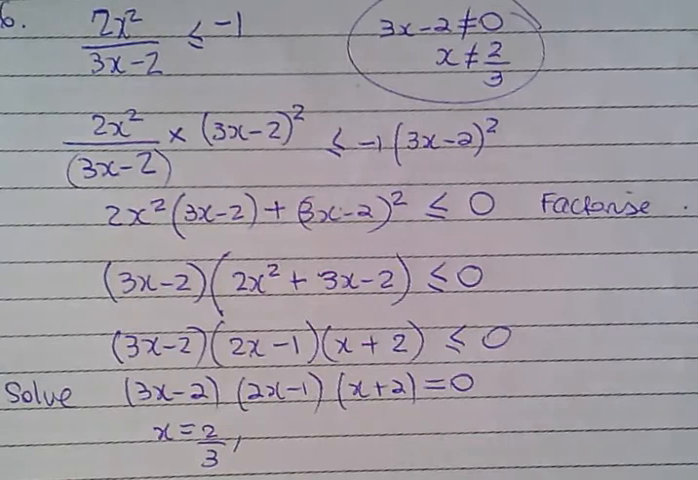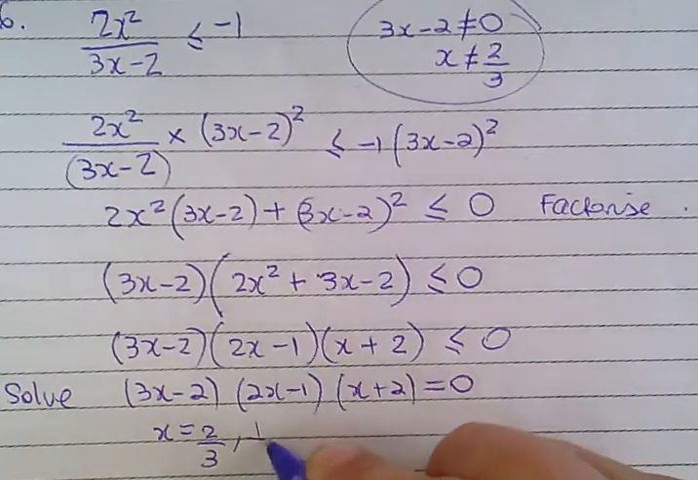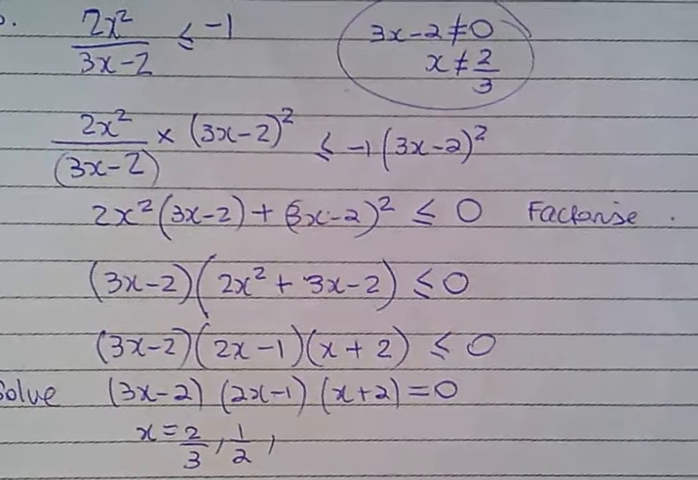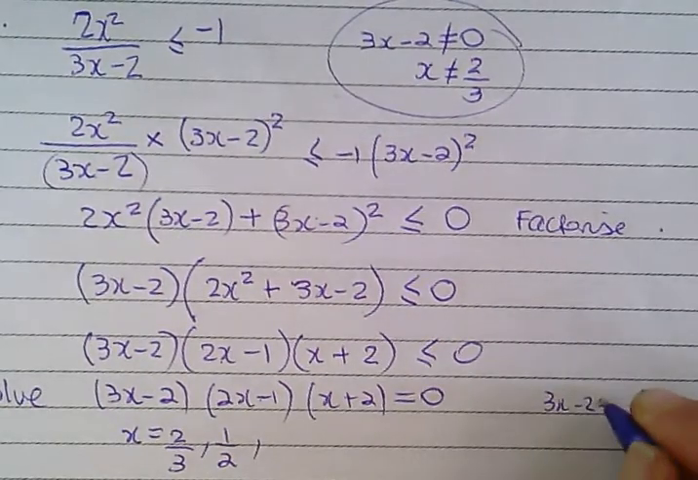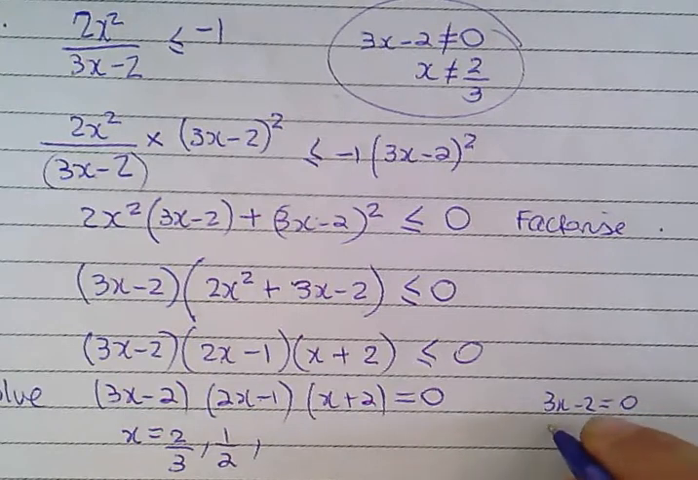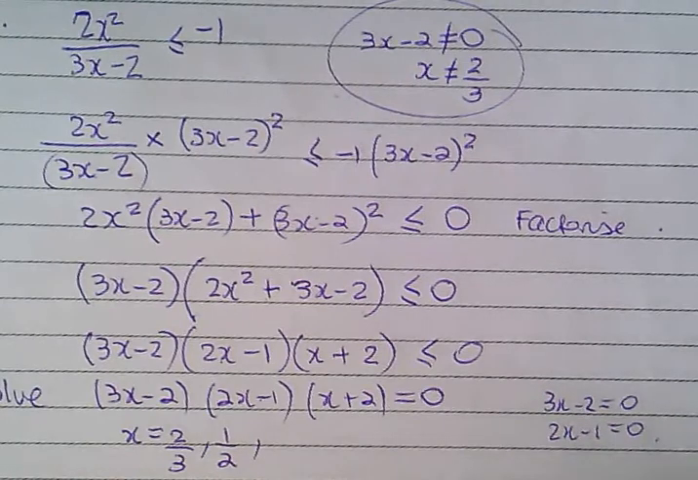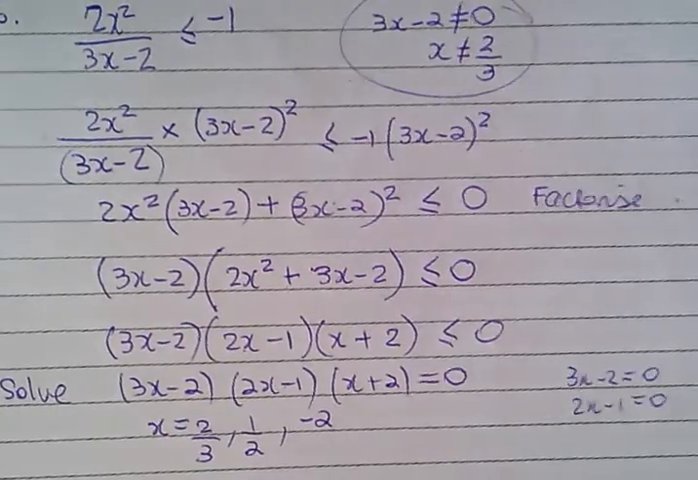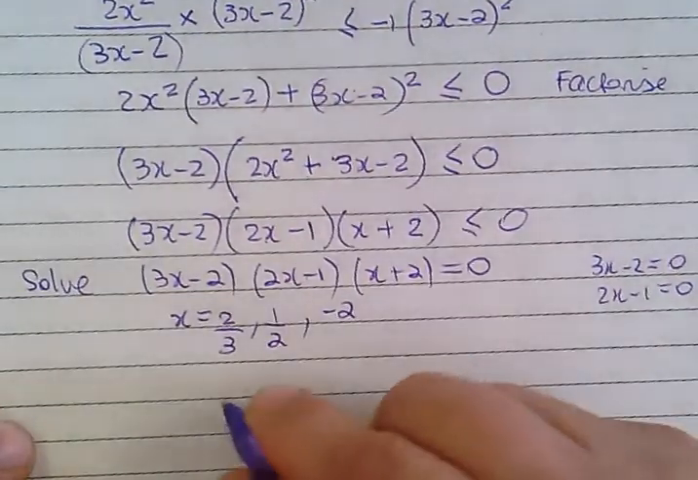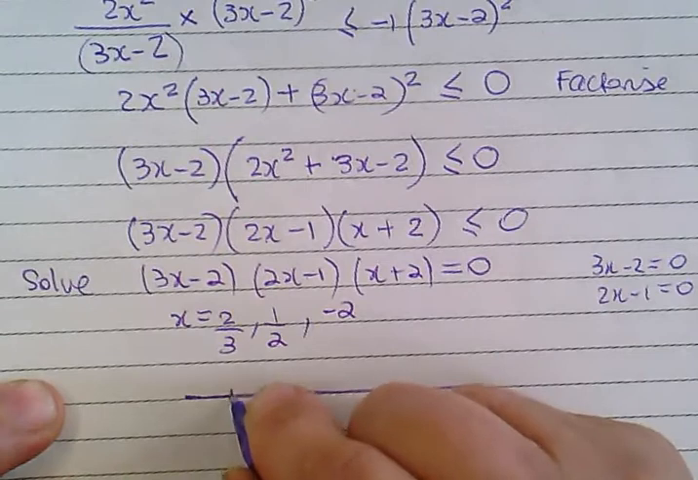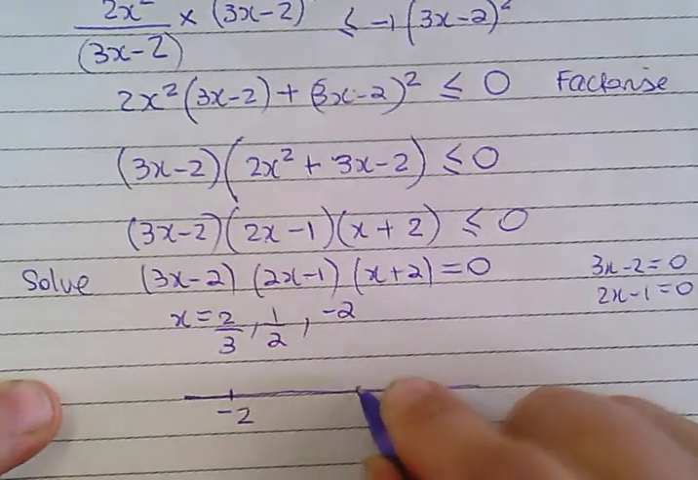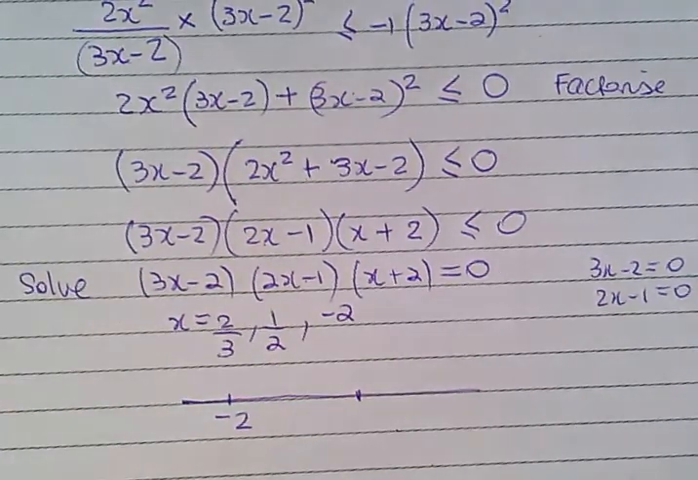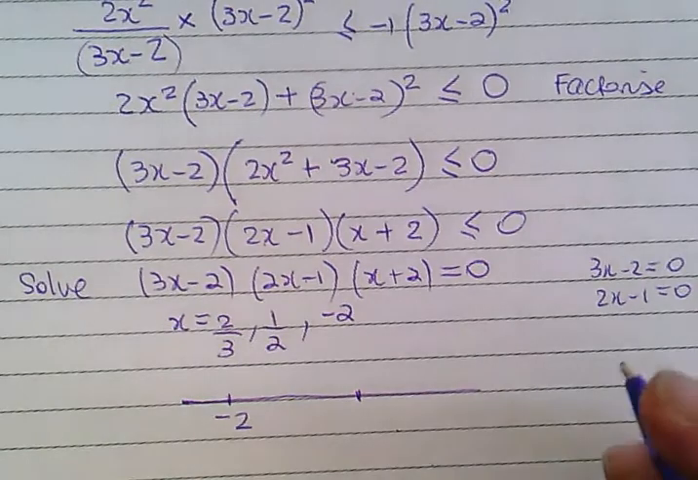I'll just let you do it. Bringing the 1 over. It's not negative 2/3 because what you've got is 3x minus 2 equals 0. 3x equals 2. X is 2/3. 2x minus 1 is 0. The 1 comes over. 1 over 2. And the last one is negative 2. Now we need to plot these 3 points on the number line. And I've got negative 2. What comes first? This is really important that you don't mix these up. What comes first, a half or 2/3?